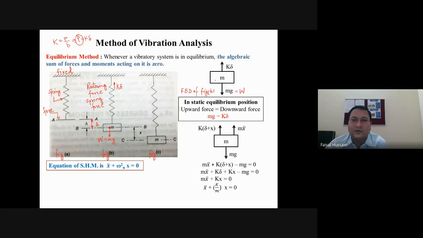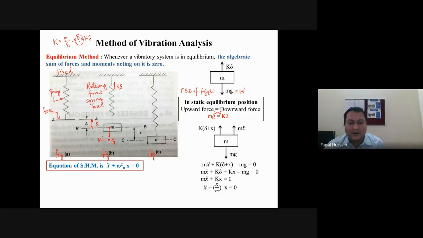You can use that condition also, or in simple concept, upward force equals downward force. Downward force is mg, and upward force is K delta. So mg is K delta in figure number 2. Now go to figure number 3.